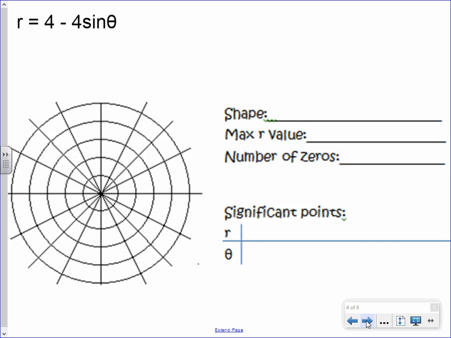Marissa, what type do we have? Okay, so we have a limacon. That is a cardioid. And a majority of our graph is going to be where, Richard? Down. And how do you know down? Because it's sine and it's negative. Okay, sine and we have subtraction. So a majority of our graph is going to be below the pole.